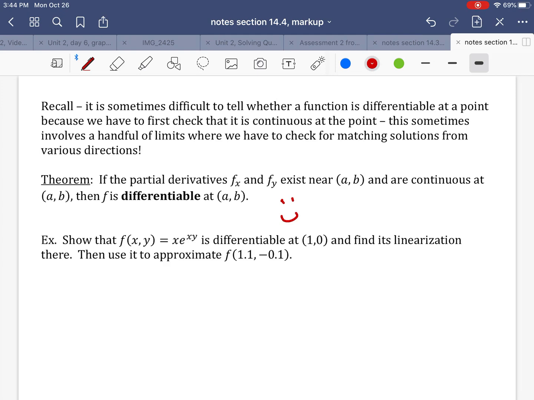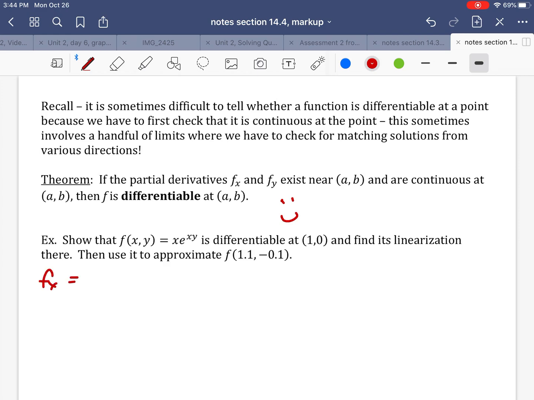All right, last one. Show that this function is differentiable at (1, 0) and find its linearization there and use it to approximate f(1.1, -0.1). All right, so when I go to check, I'm saying to myself, if I plug in 1 and 0, there doesn't seem to be a problem there. There's no asymptotes or illegal spots. So this thing is continuous. All right, it seems to be continuous there.